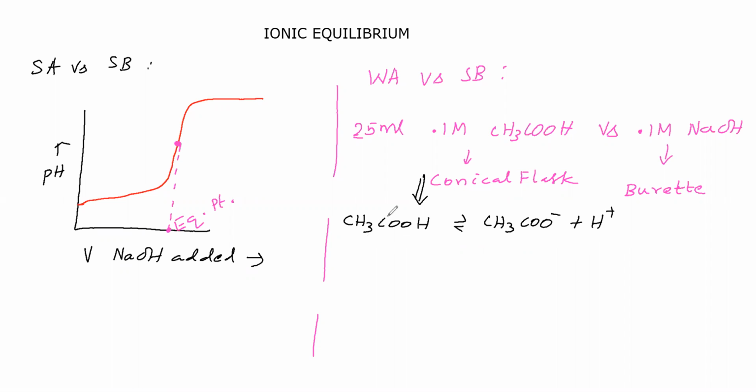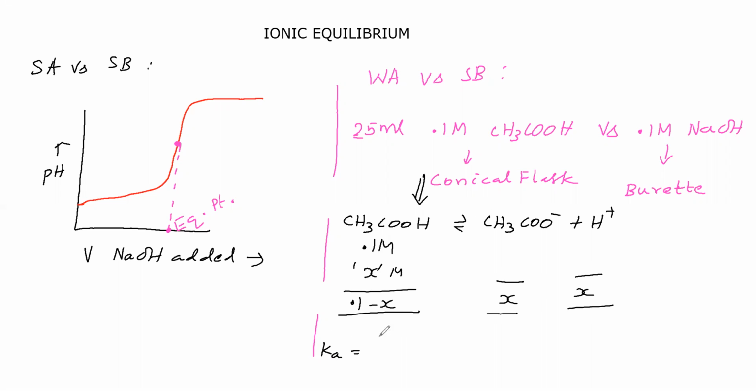Now, what is the concentration of acetic acid initially? 0.1 molar acetic acid we have taken initially. How much acetic acid is dissociating? X molar. So how much acetic acid remains at equilibrium? 0.1 minus X molar. How much acetate ion is produced? X molar. H plus ion produced? X molar. Now we will take the formula for Ka, the acid dissociation constant, the equilibrium constant for this. Ka is equal to acetate ion concentration times H plus ion concentration divided by acetic acid concentration.